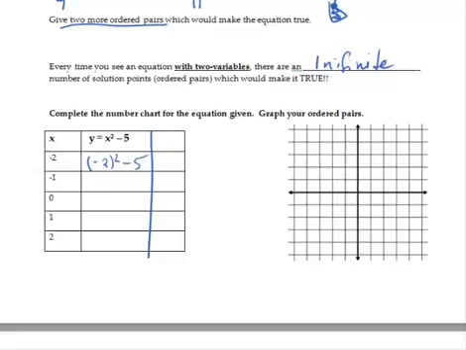Some people go ahead and they just put, oh, I'm going to have -2 squared minus 5. That's wrong. You need your parentheses whenever you've got this little squared thing in there. So -2 squared is 4. 4 minus 5 is -1. Finish up your chart.